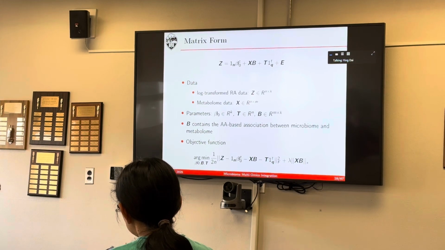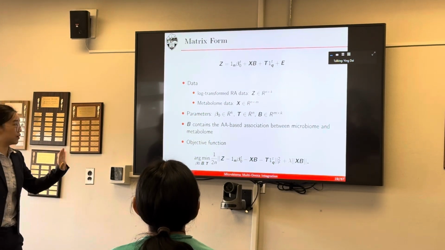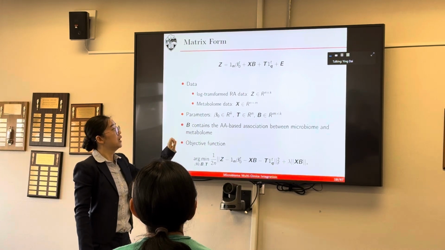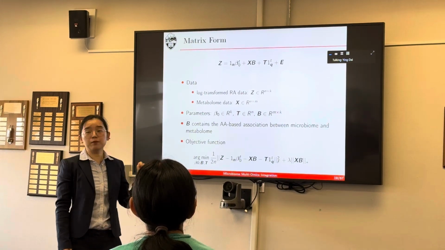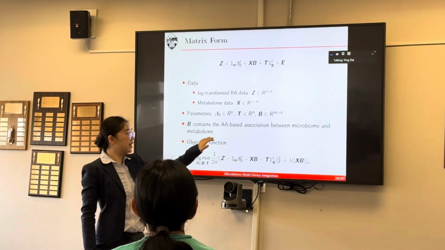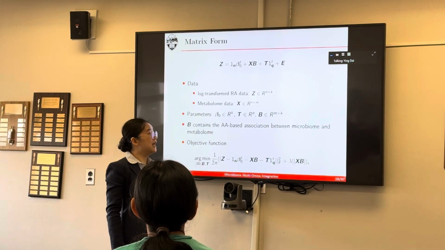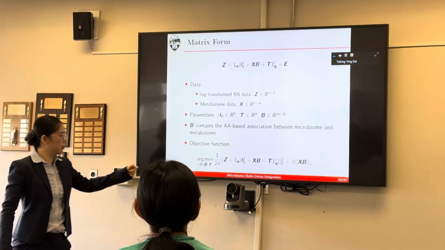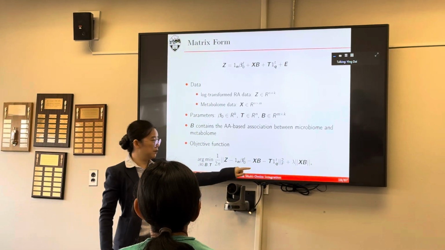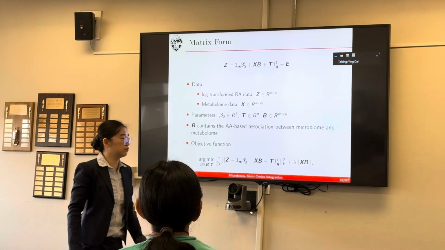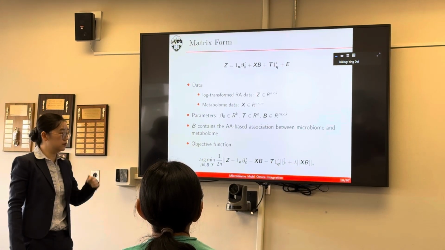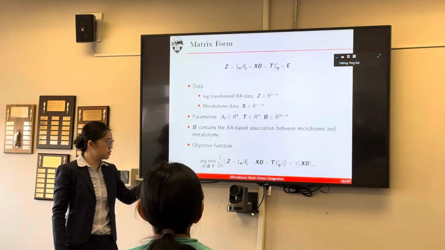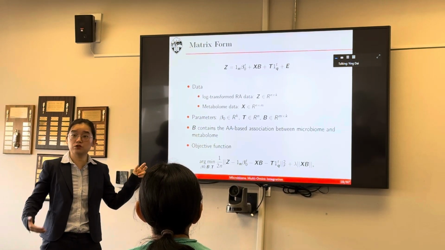And here is the matrix form of whatever I just basically said, and I want to emphasize that B matrix, the association matrix, is the parameter that we want to estimate. And now, it is an AA-based association matrix now. And the objective function that we have is as follows. As I mentioned, the penalized term that we use is the adaptive nuclear norm, and we successfully proved that this objective function is a convex function, which is great.